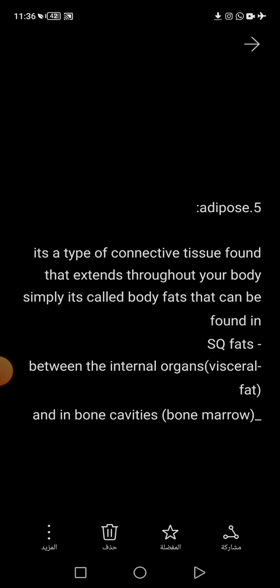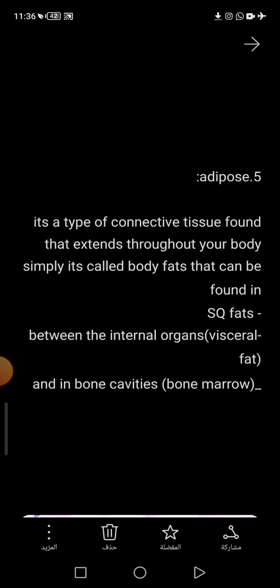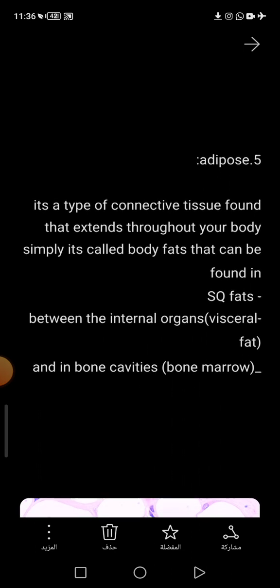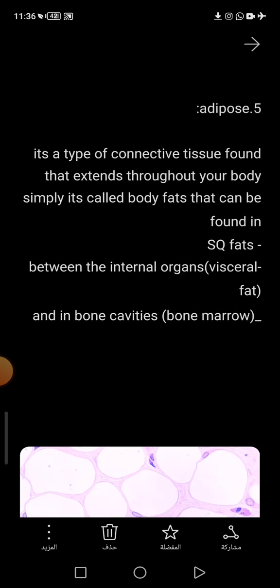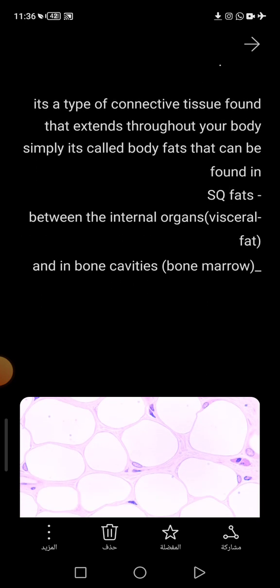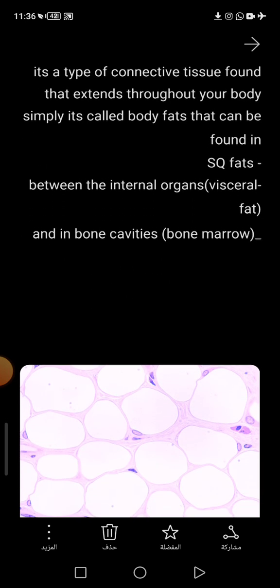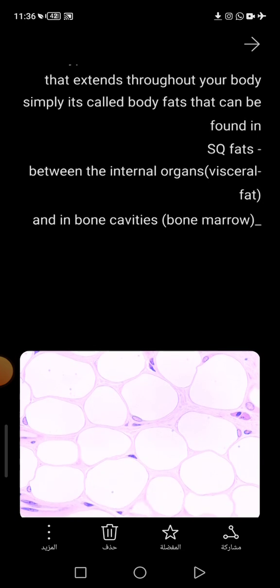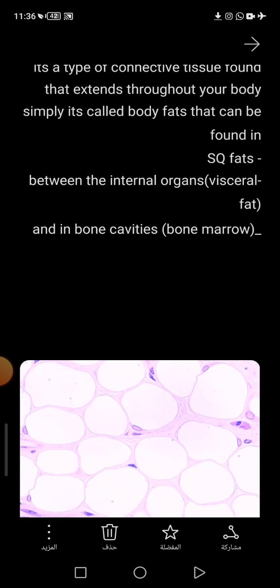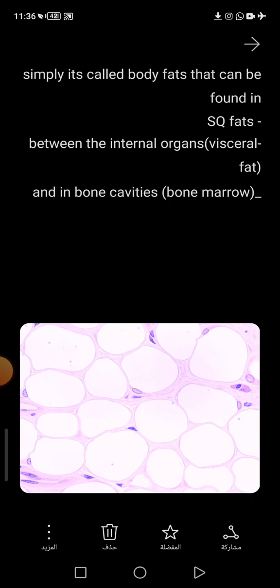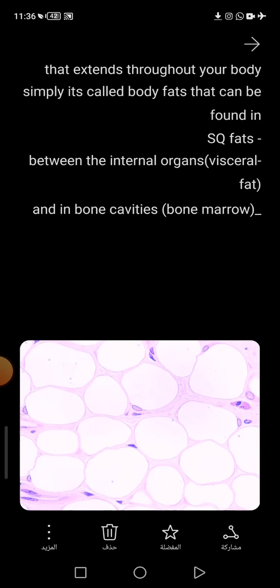So you can find it in different forms, such as the subcutaneous fats, between the internal organs, which is visceral fat, and in bone cavities, which is called bone marrow. It's found in the trabeculae of the bone. I will explain about it when we reach bone. I will explain about osteoblast, osteoclast, and osteocyte, their differences, their location, and their appearance, okay?